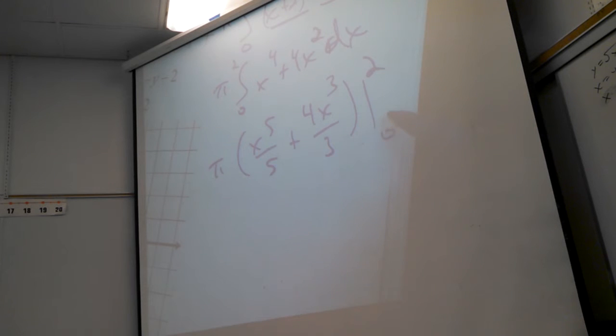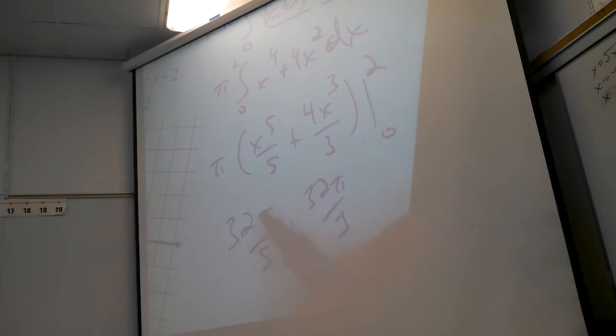So now the 0 again. Always check this. If you have 0, it does kill everything, so I only care about 2. So then I get 32 pi over 5 plus 32 pi over 3. Neato.